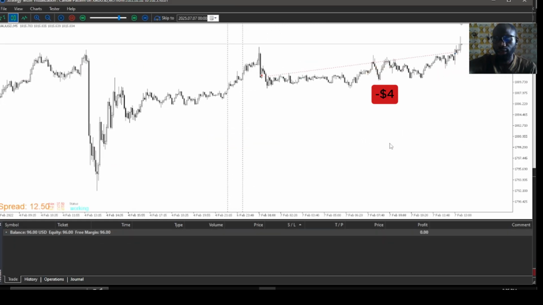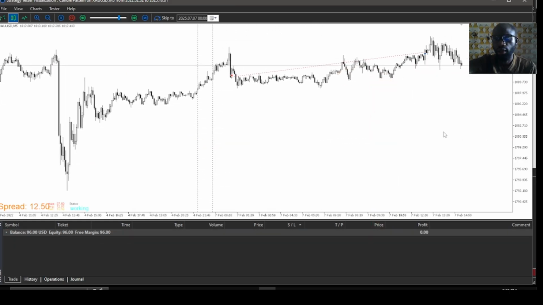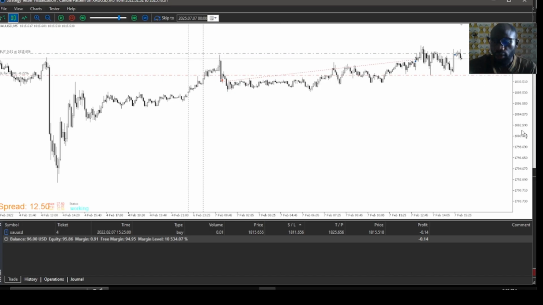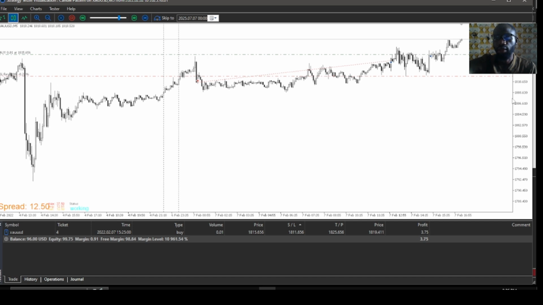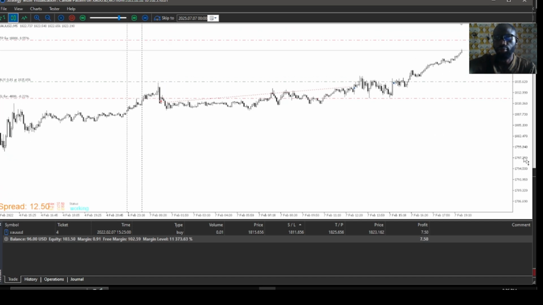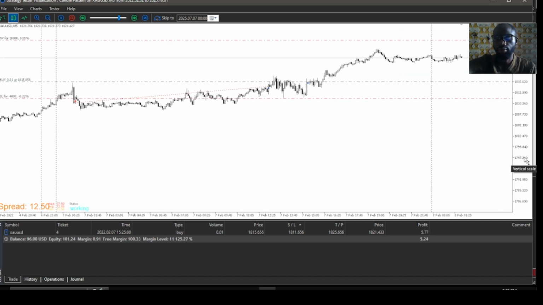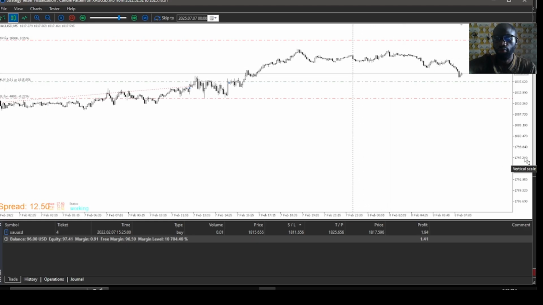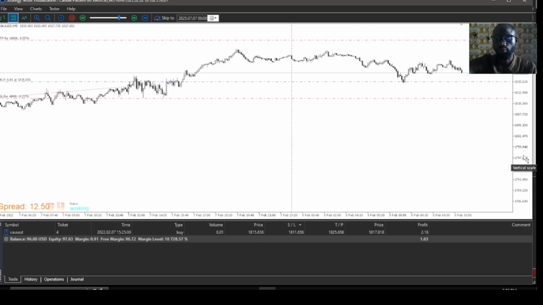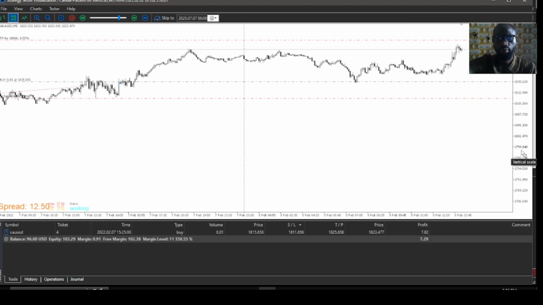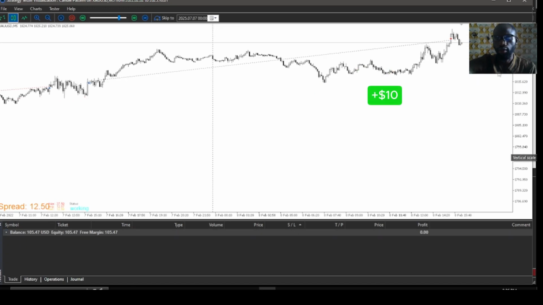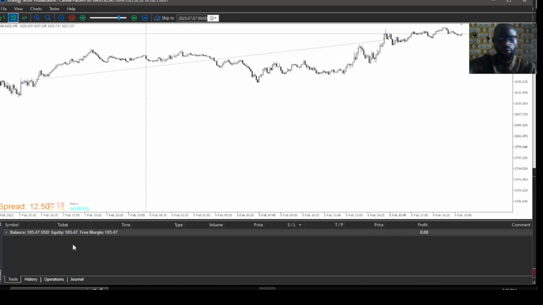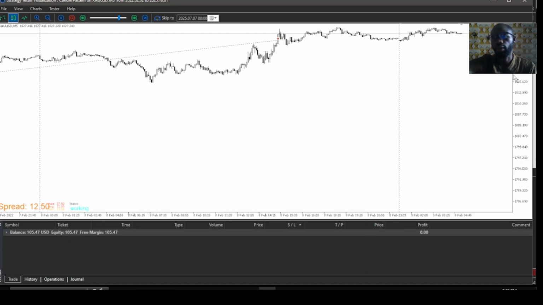Okay, probably might end in loss. Okay, we've taken a loss with our first trade. Okay, so this is our second trade. You can see this is an engulfing candlestick, also a bullish engulfing candlestick. So let's see the outcome. Okay, now we've ended up in profit. So we've recovered from the previous loss.